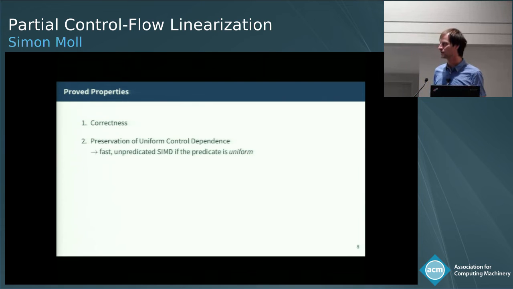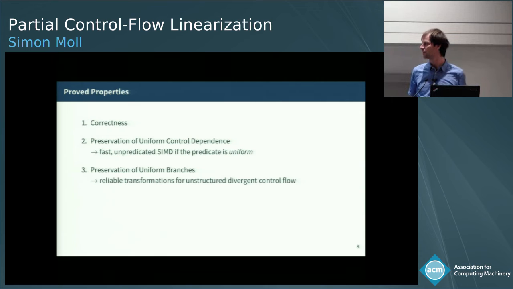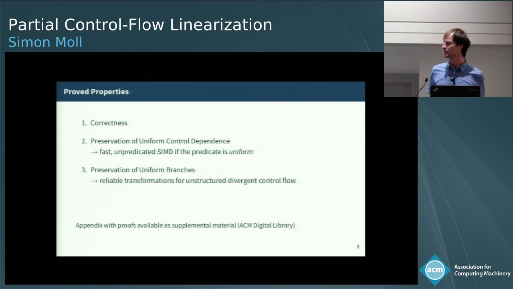We show preservation of uniform control dependence. I'm going to talk about that a bit later, but it basically means that we can use fast, unpredicated SIMD instructions if we can show that the predicate of a basic block is uniform. We also show a condition for the preservation of uniform branches, which we exploit to come up with reliable transformations for unstructured divergent control flow, as we'll show later. And the proofs are available in the ACM digital library as supplementary material, because it's 4 pages of proofs.